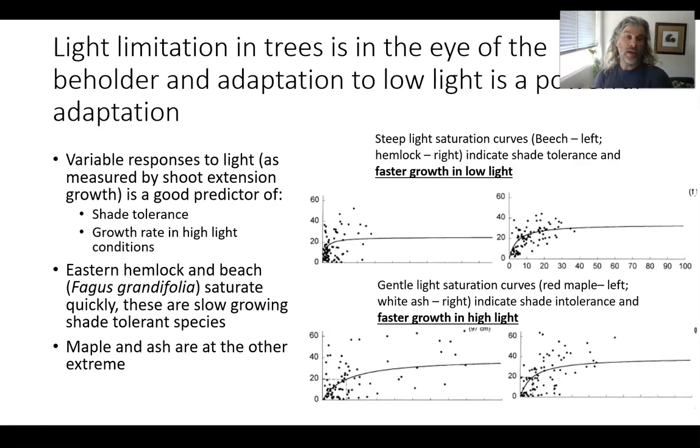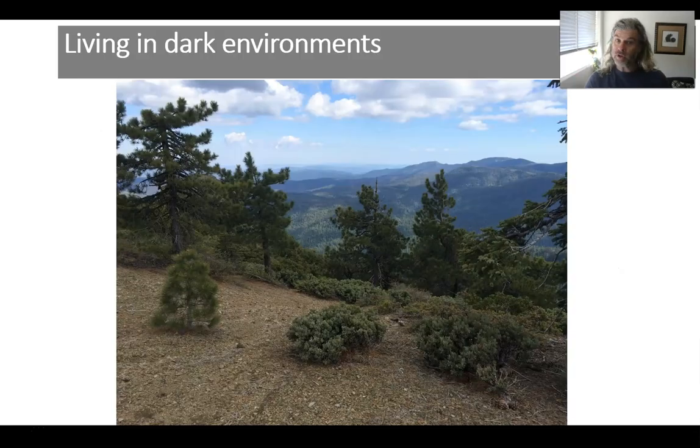And you can see this in the Bigelow and Canham paper in particular. The species that are shade intolerant, such as red maple and white ash, saturate not only at high levels of light, but they actually have overall higher rates of photosynthesis at high light compared to the shade tolerant species such as beech and hemlock. And this is important when you look across forest ecosystems.